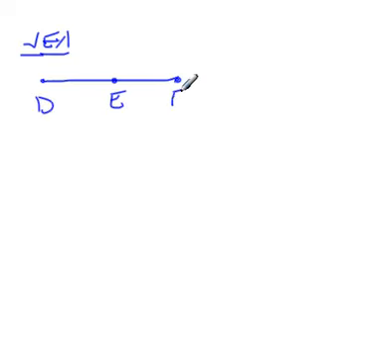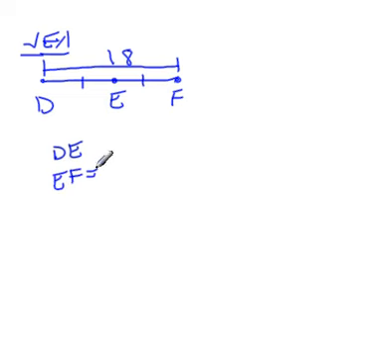Well, here's a couple of examples for you to try. This is to check your understanding. Check example 1. So here's a segment, D, E, F, where E is the midpoint, so those two segments are equal, and the whole thing is 18. I want you to tell me what DE is and what EF is equal to.